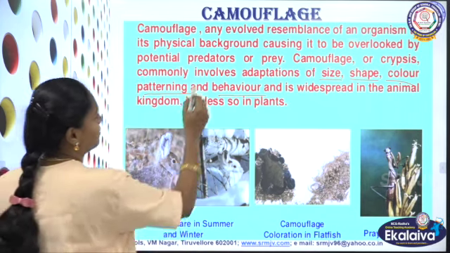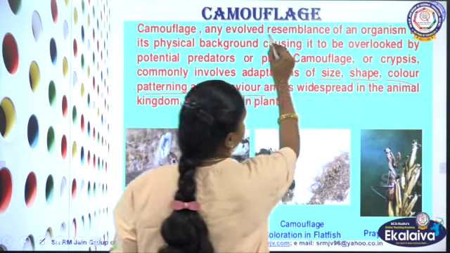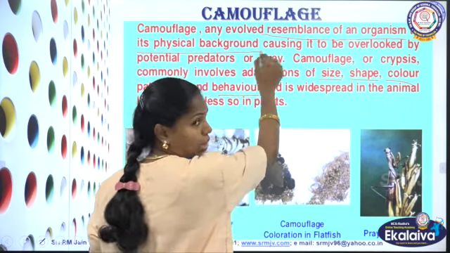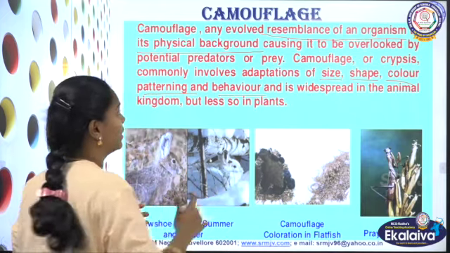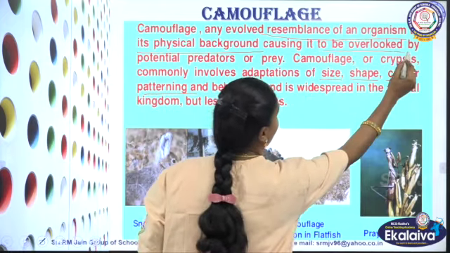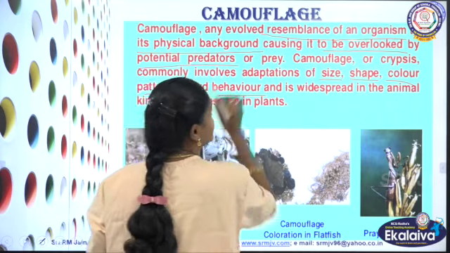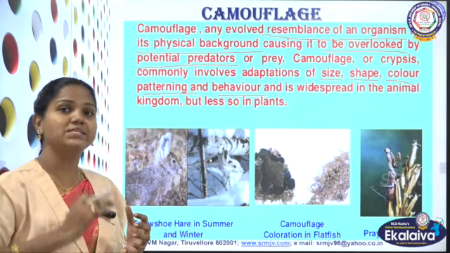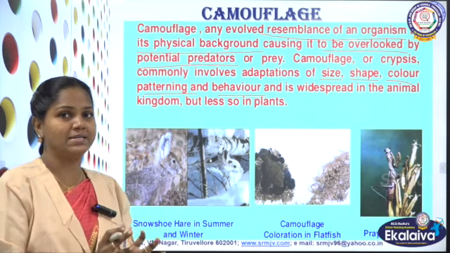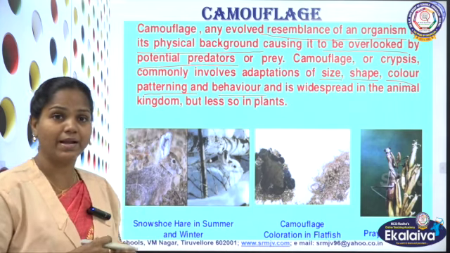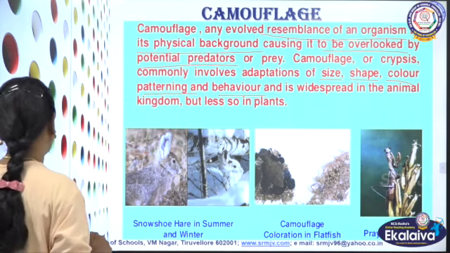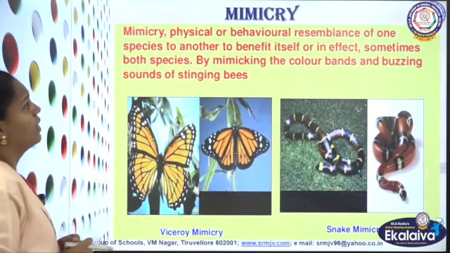So camouflage is any evolved resemblance of an organism to its physical background, merging with the background, causing it to be overlooked by potential predators or prey. So, they escape that unfavorable condition, they escape from their predator by using this method. This is called camouflage.